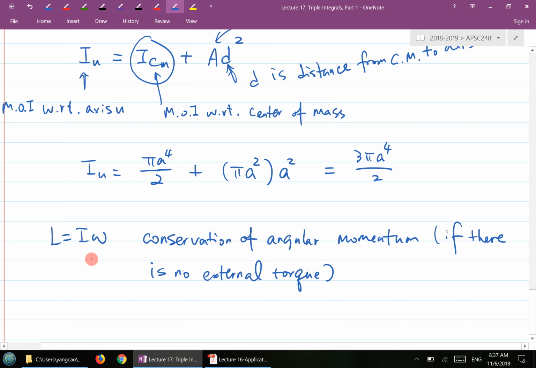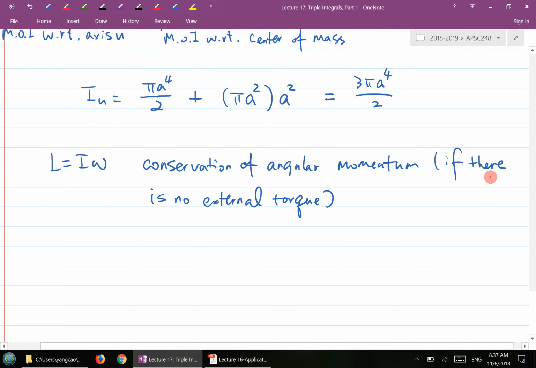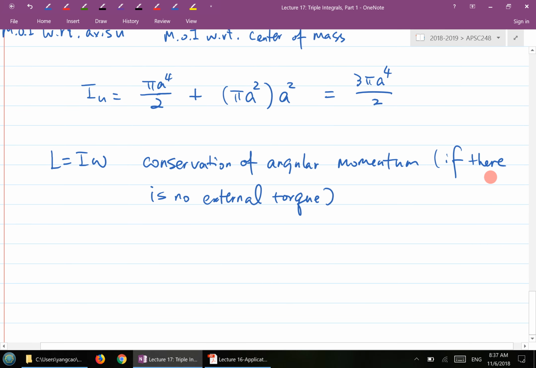It's very much like what? Linear momentum. What's linear momentum? Linear momentum is equal to the mass times velocity, right? So, why is this so useful?